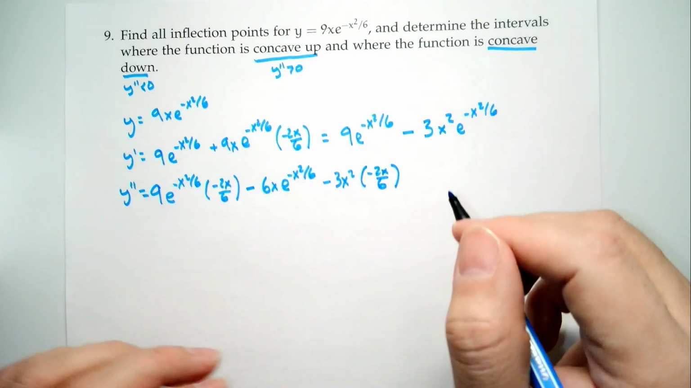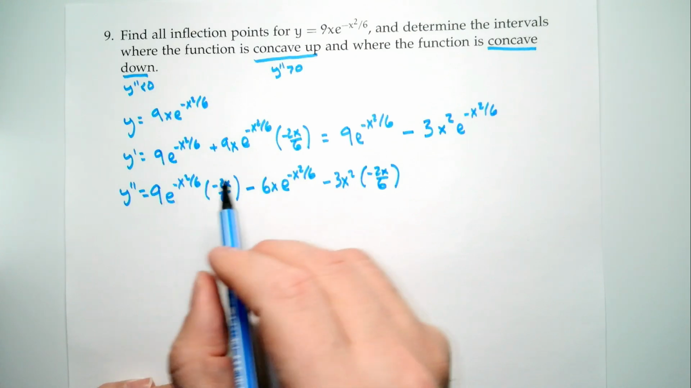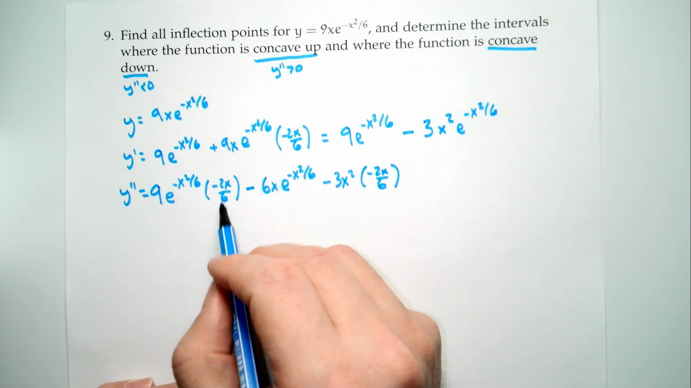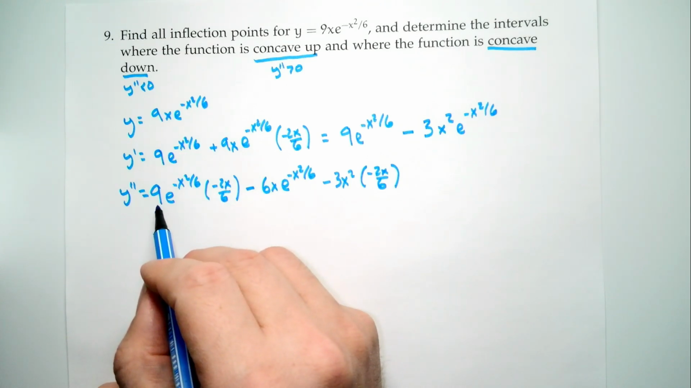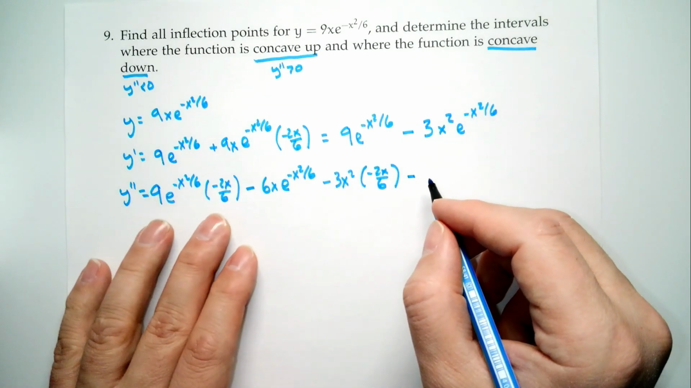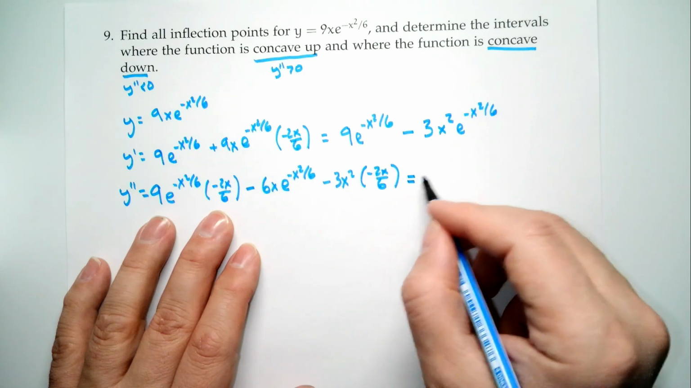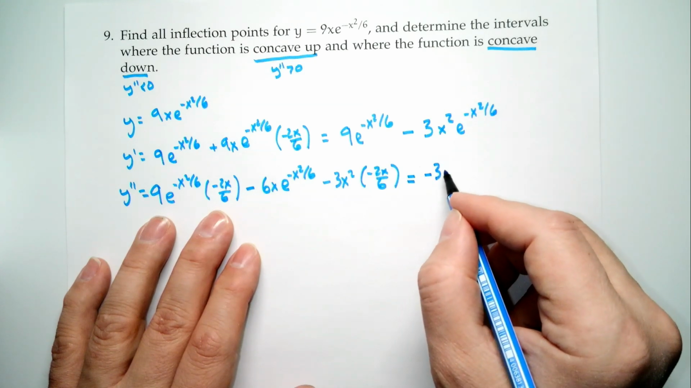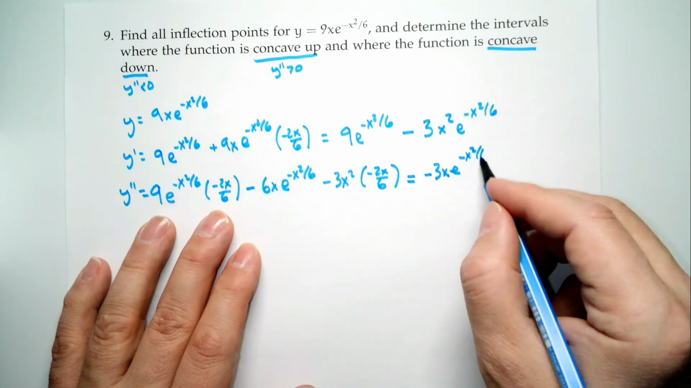So, let's clean this up. We have a 9. This will be 2 over 6, again is a 3. Well, that goes into 9. Then there's a minus. So let's see this. That's minus here. I want to make sure we get all this. So equals minus 3x e to the minus x squared over 6.